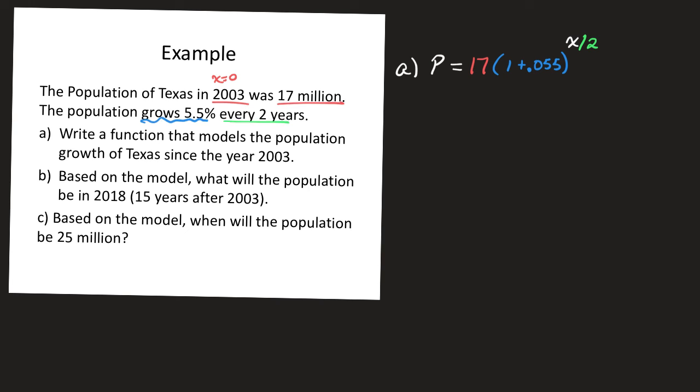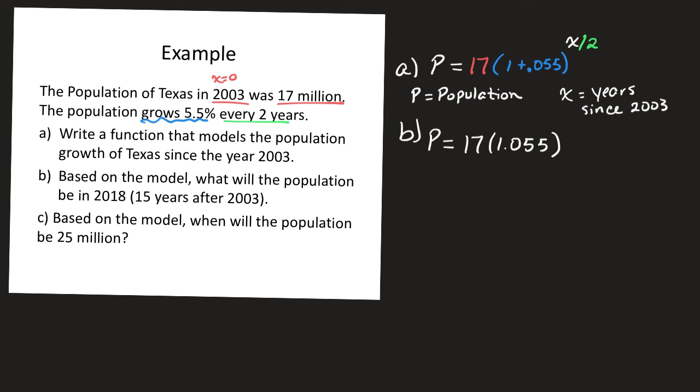Again, for every 2 years, I have to divide my exponent by 2, so that this change happens only every 2 years. B says, based on this model, what would the population be in 2018? This is 15 years after 2003. Well, X is our years since 2003, so I can just plug that in for my X value. Take a second to write down what P and X stand for. And I can type all of this into my calculator one time.